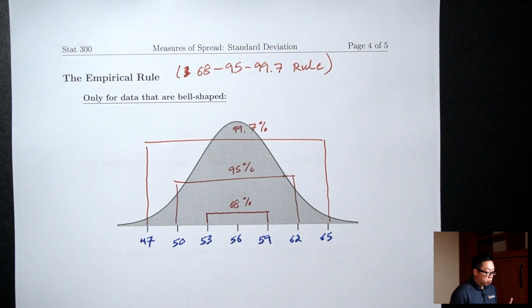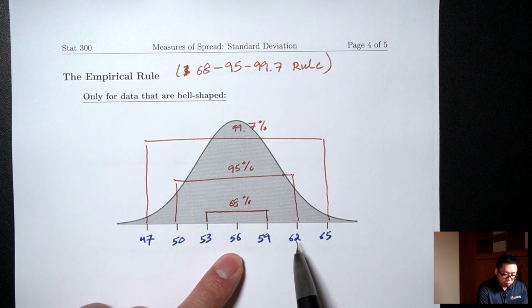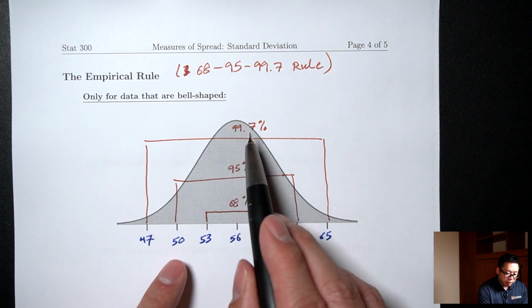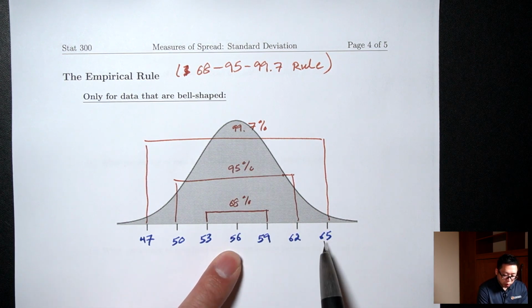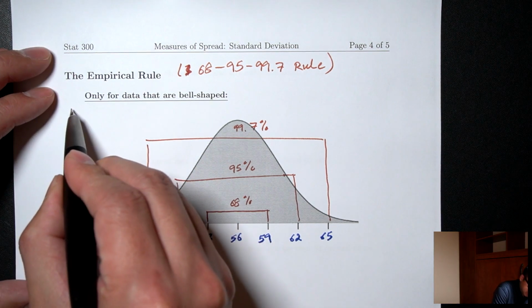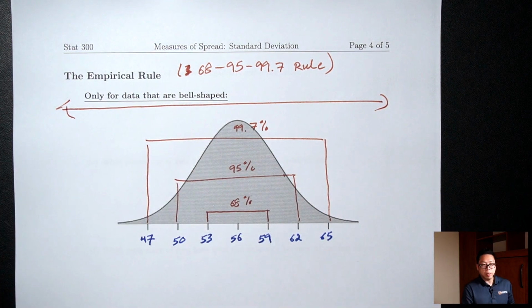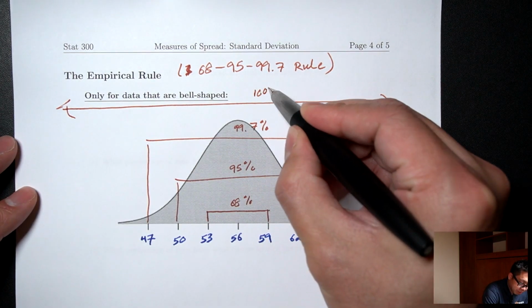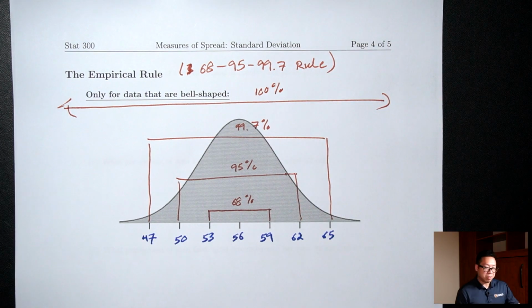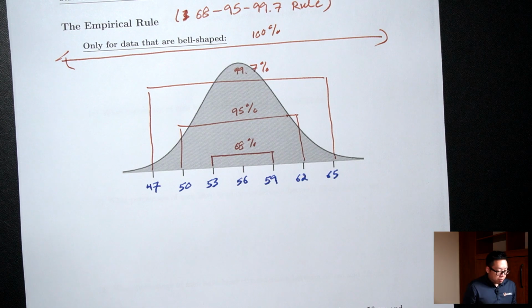Now, let me add on some more numbers here. So we have 68, that's 1 up, 1 down. 95%, that's 2 up, 2 down. 99.7 is 3 up, 3 down, okay? Everything is 100%. Okay, that's kind of obvious, right? Everything is 100%. Now, let me add on some more numbers here.